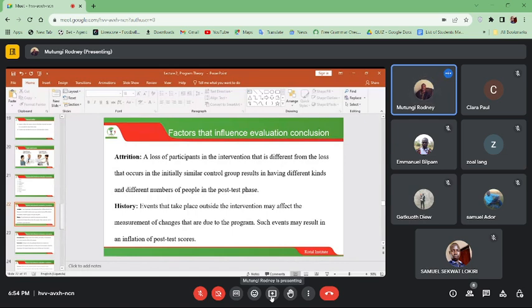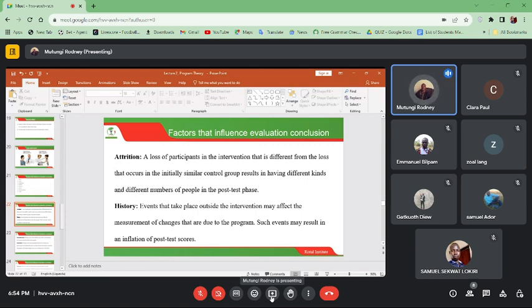Okay, then there could be history events that take place outside the intervention that will also affect measurement of changes. For example, if there is a war and it takes place in the other town Y and doesn't take place in town X, or town X is not affected by that war, such events, of course, will also result in these problems that affect the evaluation control.